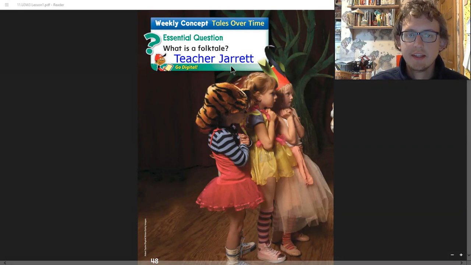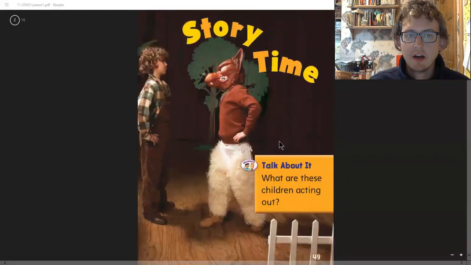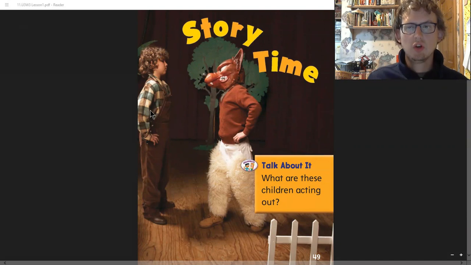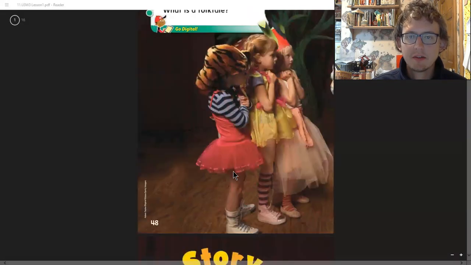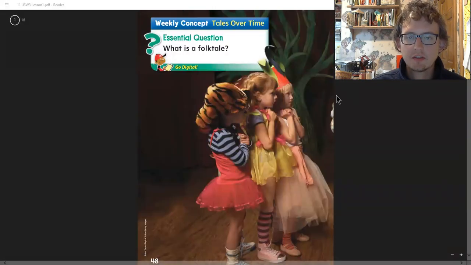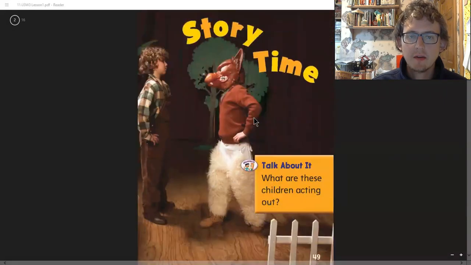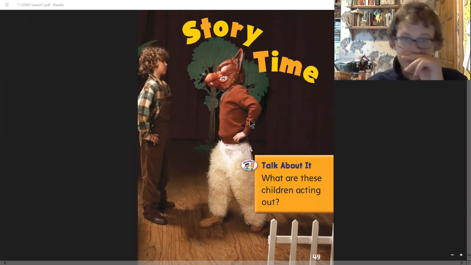So if we look at this picture here, we can see these girls who are dressed up as animals, and we can see a big bad wolf, and we can see a little boy who's pretending to be strong against the wolf, right? So it looks like they're talking about a story where there's some girls or maybe animals that are being protected by a man from the big bad wolf, right?